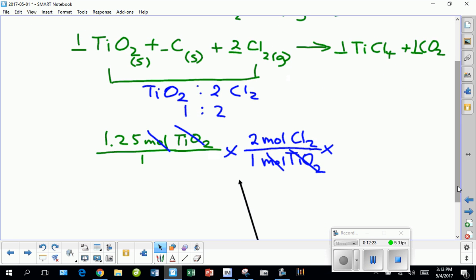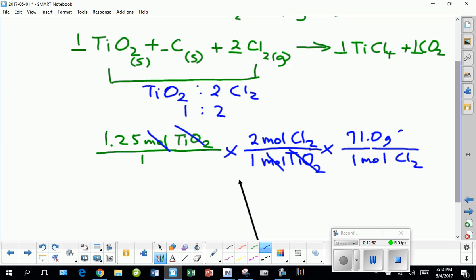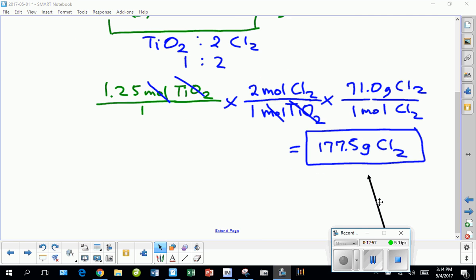So now we have to get the molar mass of Cl2. That's 35.5 twice, which is 71. So 71 should be our number for grams. And we have 1 mole of Cl2 is equal to 71. 35.5 twice. 71.0 grams of Cl2. And now we run that through the calculator. So that's our final answer, 177.5 grams of Cl2.